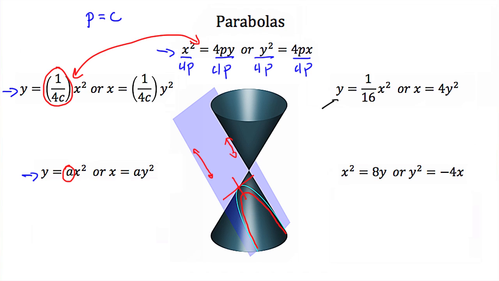Now here we have some examples of parabolic equations. y is equal to 1/16 x squared, or x is equal to 4y squared. x squared is equal to 8y, or y squared is equal to negative 4x. What's important to notice in all these equations is we can tell that these will form a parabola because either the x or the y is squared. But in each equation, only one of the two variables, x and y, is squared. If x is squared, then y is not. If y is squared, then x is not. So that's an easy way to recognize the equation of a parabola.